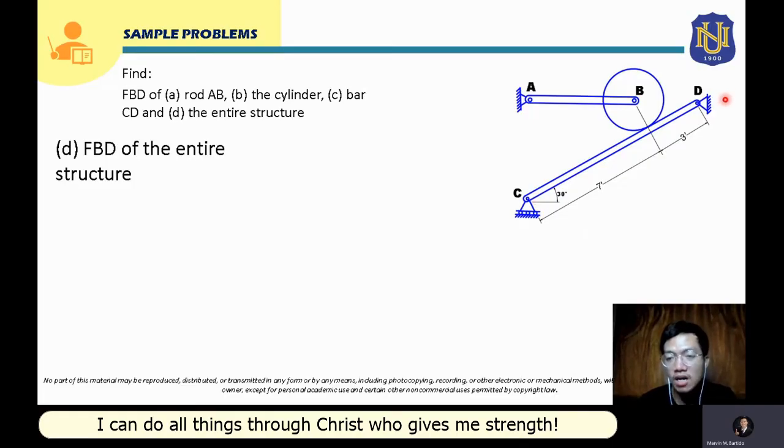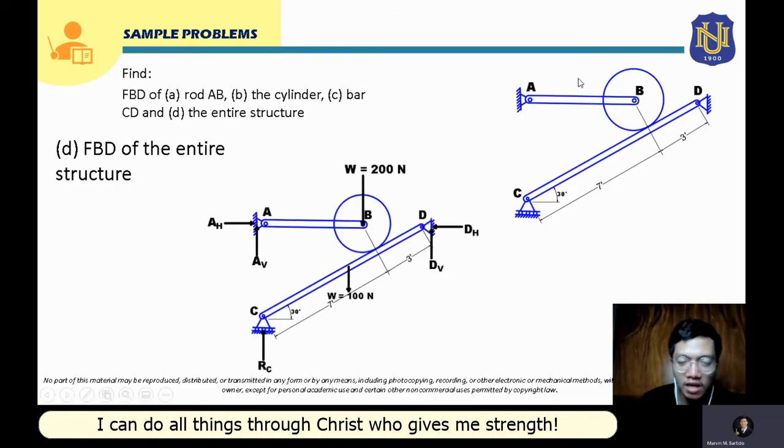And also, we are going to show here the applied forces, which are the weight of the rod, of the cylinder, and the bar CD. So this will now be the free body diagram of the entire given structure.